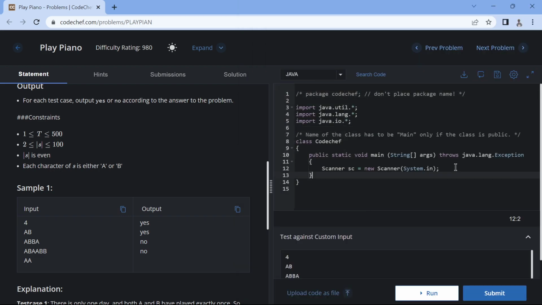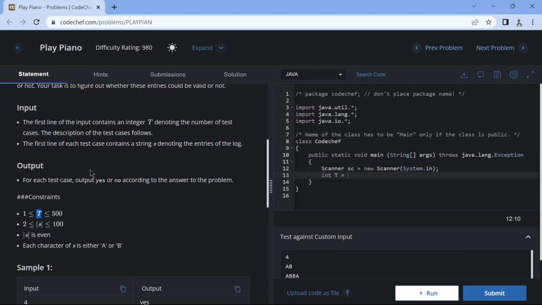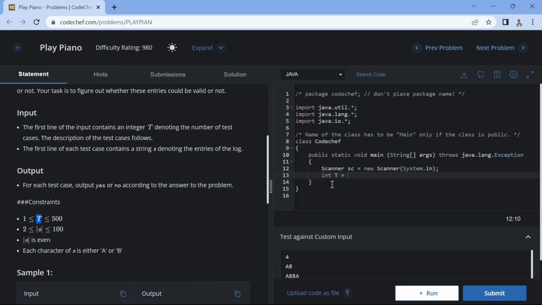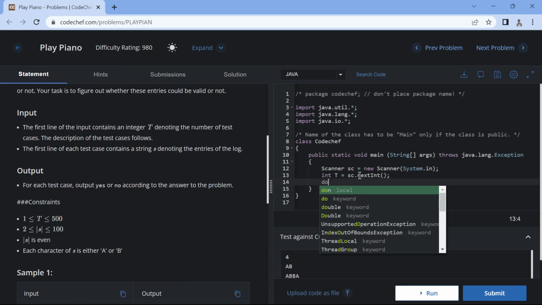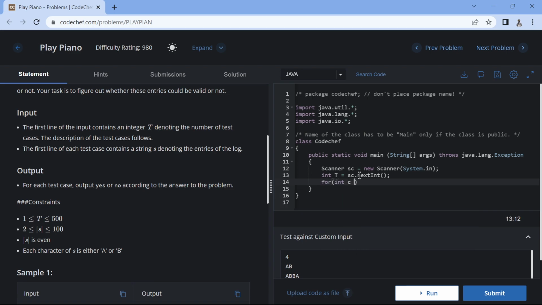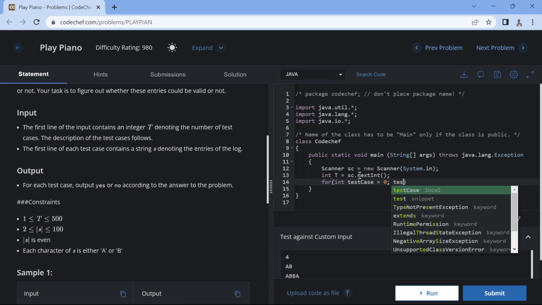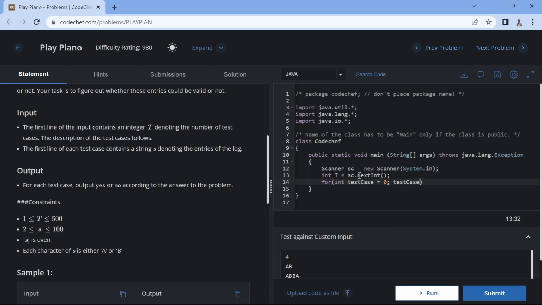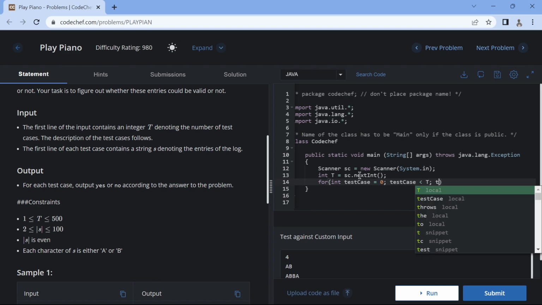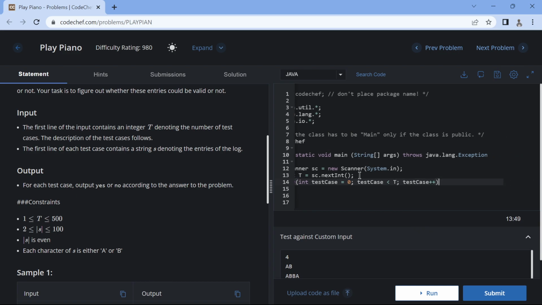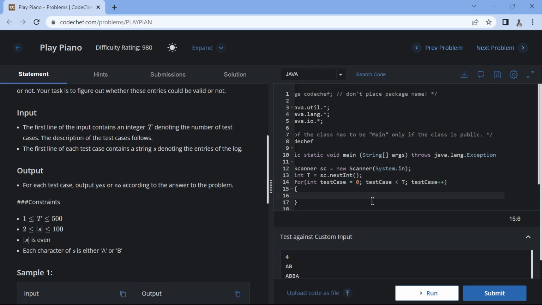Okay, let's go. First of all, I prefer to use the same letters as it states in the problem. It says capital T stands for test cases, so we'll use that. That way it's easier for you to keep track of what is what. Next, the issue with using little t is that we'll just call it test case. Test case starts at 0, is less than T, and test case plus plus. So that gets us every test case.